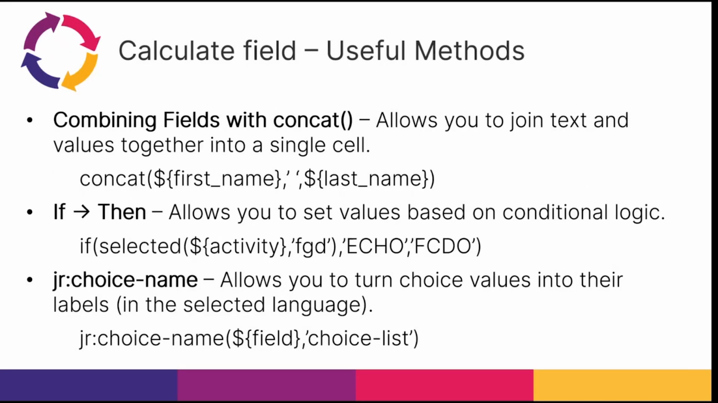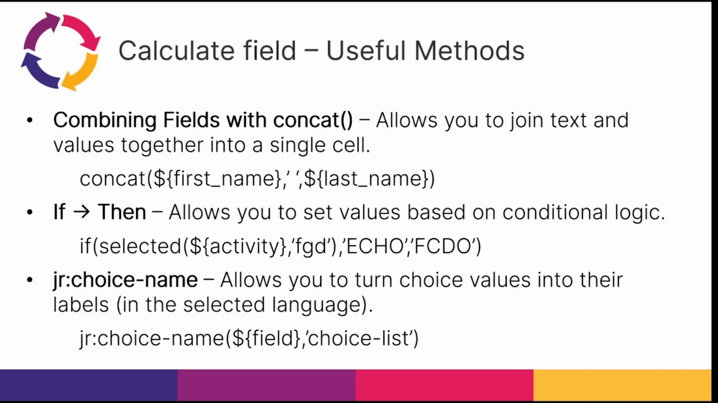How to work with text. Calculate fields support a few different useful methods. One is just concat brackets. This allows you to join text and values together into a single cell. For example, if you do concat first name, and you'll notice I add the space manually by putting a space in single quotes, and then give the last name, that would put my name, Danny, space Coyle, together in one cell.